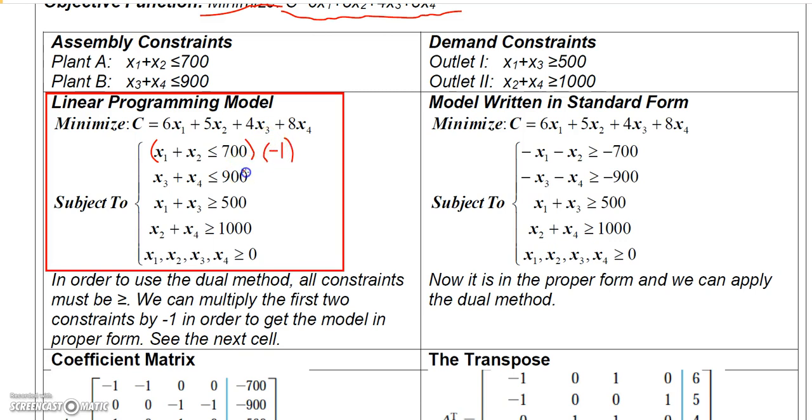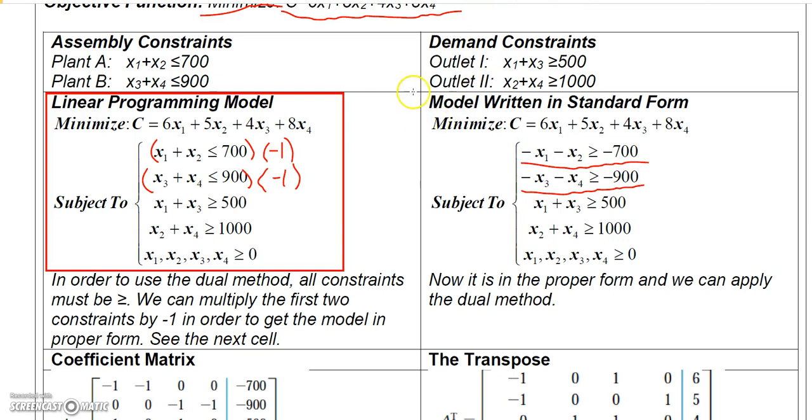So what I could do is take those first 2 constraints and multiply both of these constraints by -1. And what that does, obviously it changes all the signs of all the terms, but it also forces the inequality to flip around to greater than. So if I multiply this by -1, that would give me this right here. Negative x1 minus x2 is greater than or equal to -700. And then if I do the same thing to this inequality, it would make that minus x3 minus x4 greater than or equal to -900.